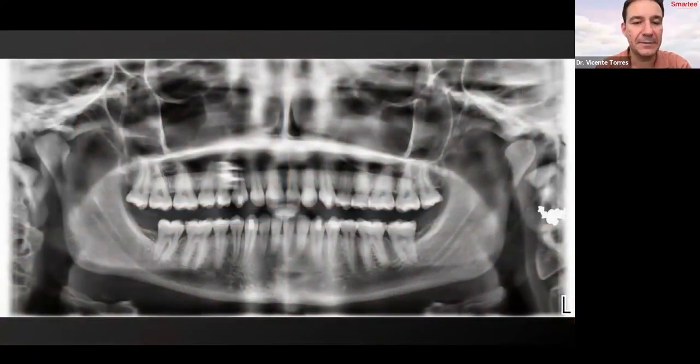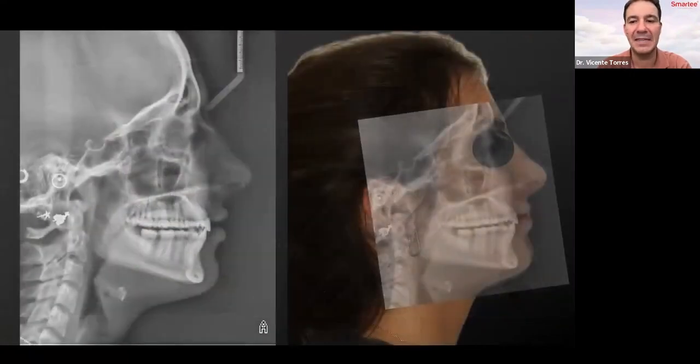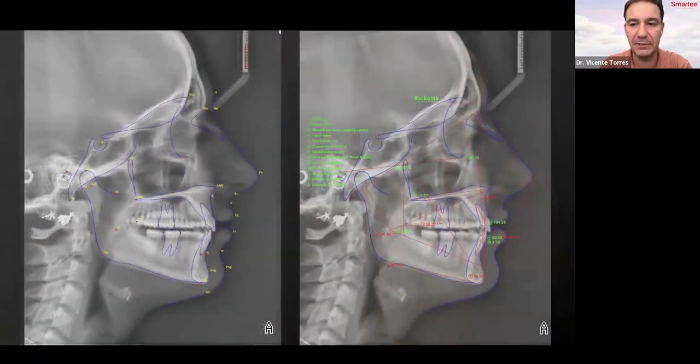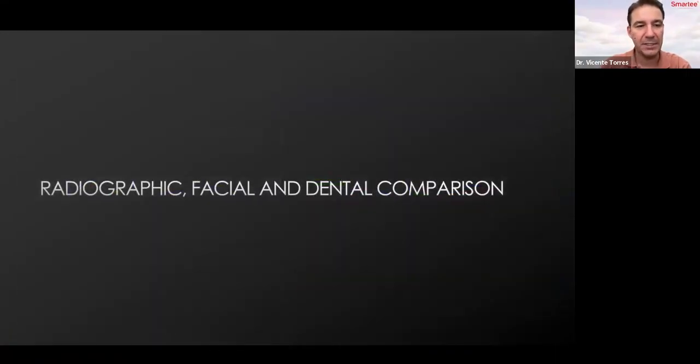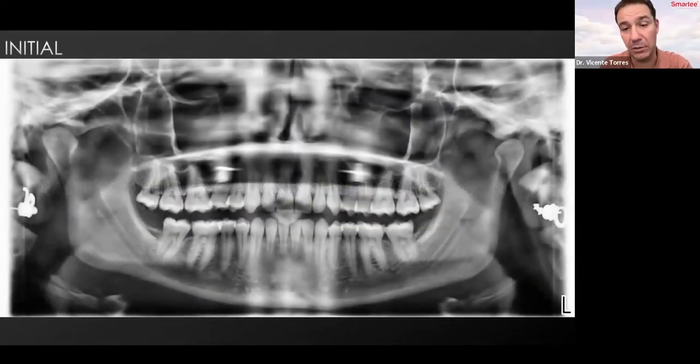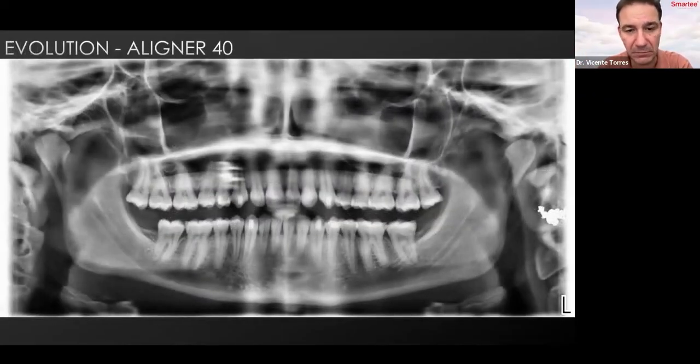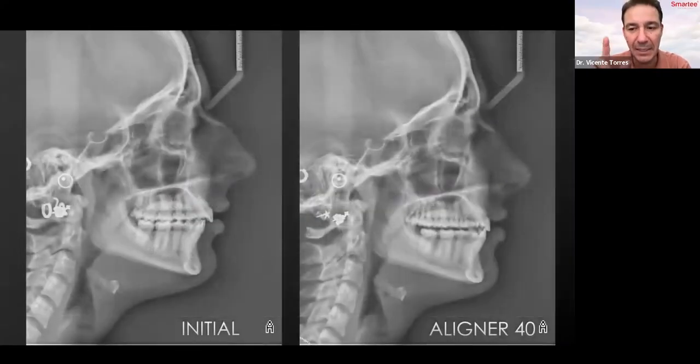This is the orthopantomography, and this is the teleradiography. And you can see here the ideal situation of the angulation of the upper and lower incisors with the skeletal bone. And we take like this the radiographic, facial, and dental comparison. Of course, in the orthopantomography, there are not a lot of changes because it's similar, but in the cephalometric, we have the initial and aligner number 40.